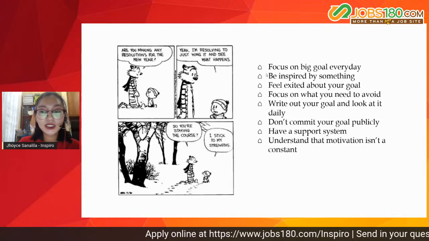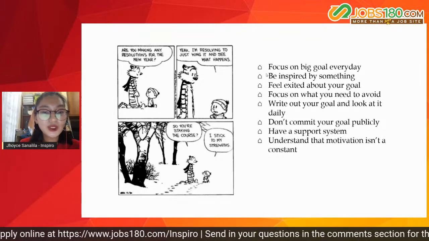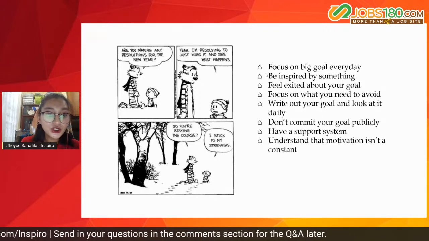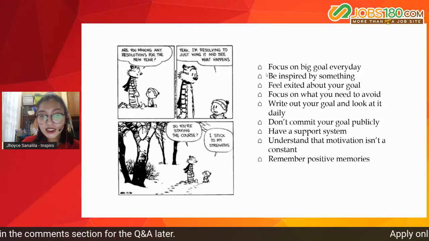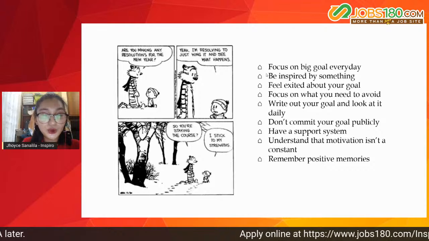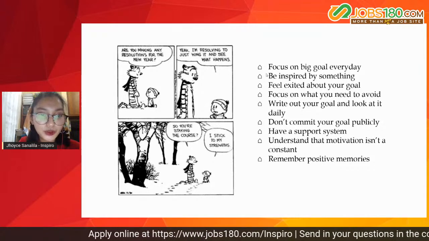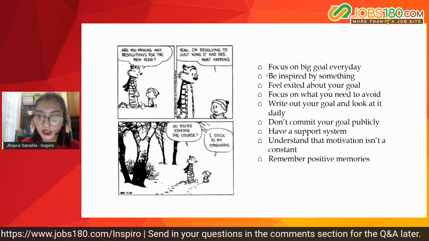Next is understand that motivation isn't a constant. As I mentioned earlier, nobody can be motivated all the time. It's just a part of life that some moments you're going to have higher motivation than others. Next is remember positive memories. When you feel tempted to slack on what you're trying to accomplish, think of a positive memory you remember from the last time you put in the work.